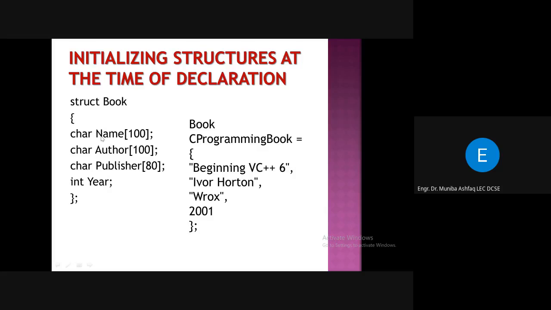As this is a character array, it must be enclosed in double quotes. Then for the next member, comma, then again a character array, it means this is a string, so enclosed in double quotes. Again, this is a character array, enclosed in double quotes. This is an int, just write the integer value. Year 2001. So it's very simple. The same structure, make the object, write the name of the structure, make the object, and then initialize the corresponding values. Clear?